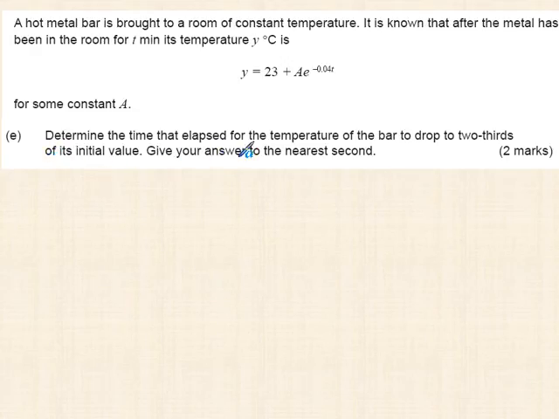Determine the time that elapsed for the temperature of the bar to drop to 2/3 of its initial value, giving your answer to the nearest second. So the initial value we know was 160, so we want 2/3 of that, and that's going to be equal to 23 plus 137 e to the negative 0.04 t. Once again, it's just a case of solving on the calculator. I'd probably use a more accurate version of the 137 since we're going to the nearest second.